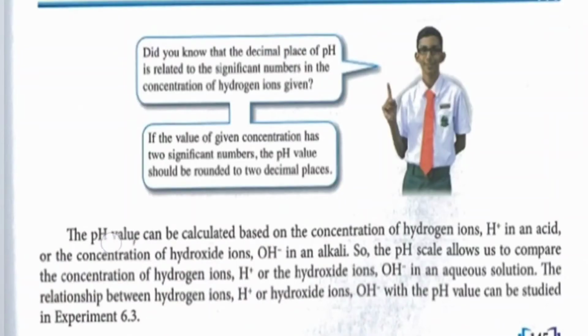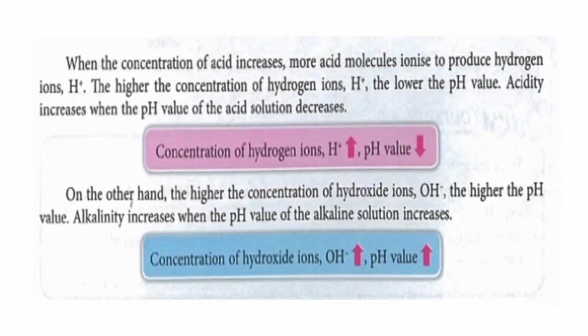The pH value can be calculated based on the concentration of hydrogen ion in an acid or the concentration of the hydroxide ion in the alkali. The pH scale allows us to compare the concentrations of hydrogen ion or the hydroxide ion in an aqueous solution. So there is a relationship between the H plus ion and the OH minus with the pH value. This is the relationship.